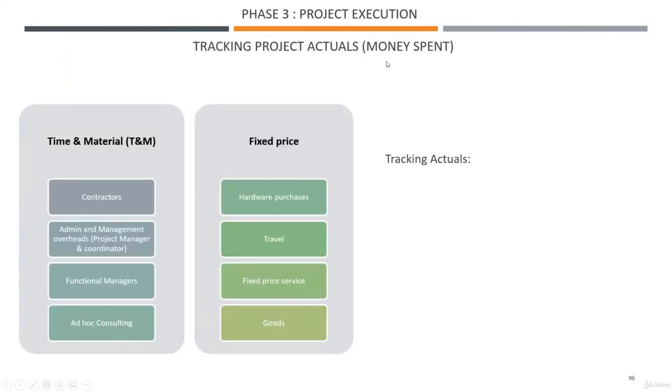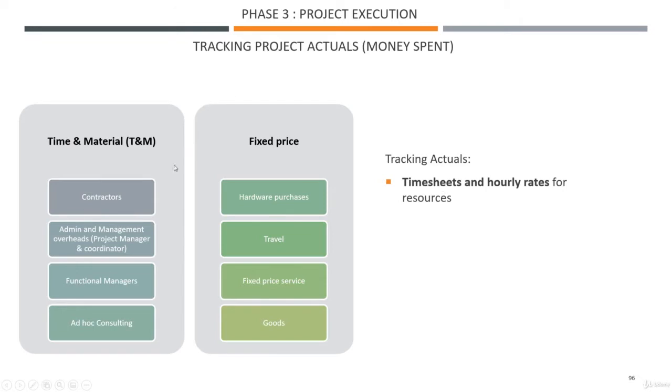What has been spent, we call that actuals. So I'll be talking about actuals from now on. During planning, we split our cost into two categories: there was time and material and there was fixed price. So how do we track actuals on those?